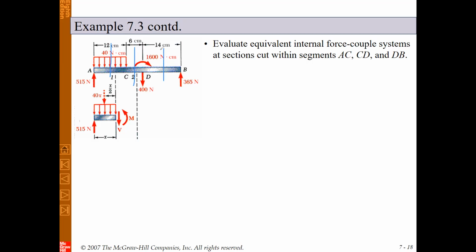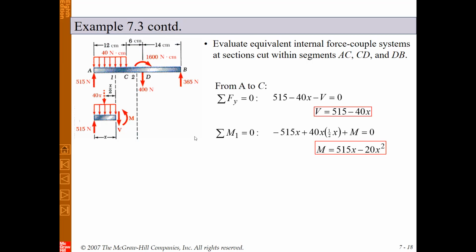So we need 3 sections, and we can obtain the shear force and bending moment for all the beam by these 3 sections. The first section, as you can see, is for the X between 0 and 12 centimeter, or X between A and C. We can write the force equation and moment equation. This is the free body diagram for this part.